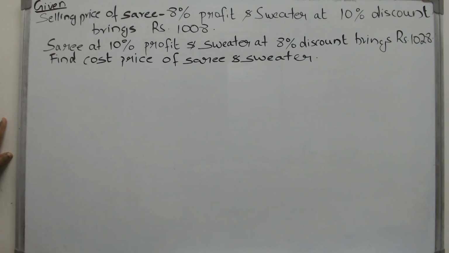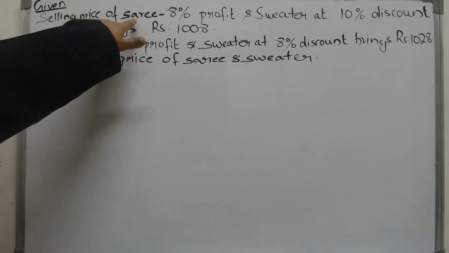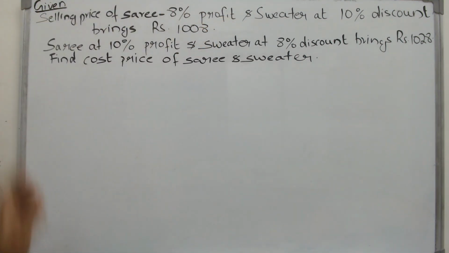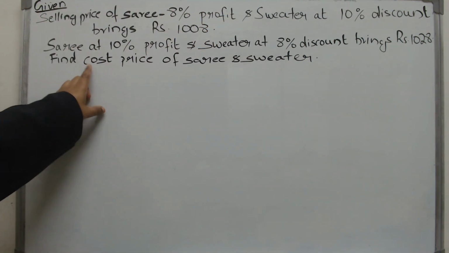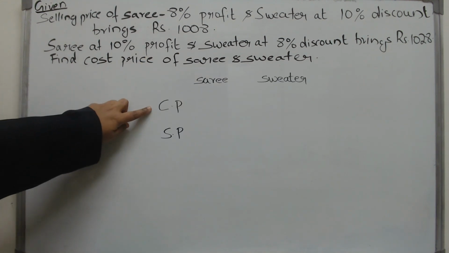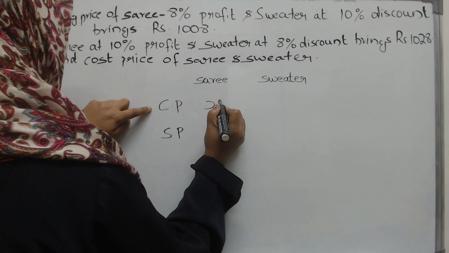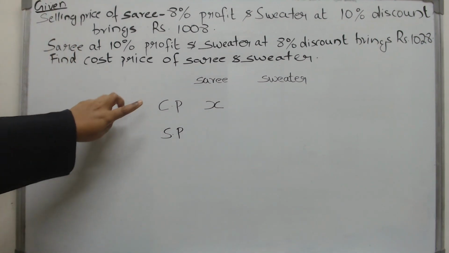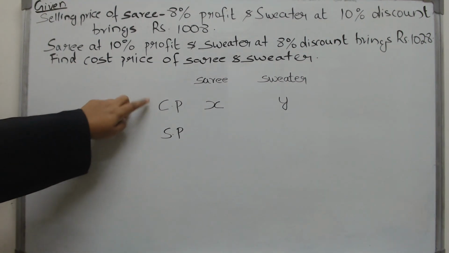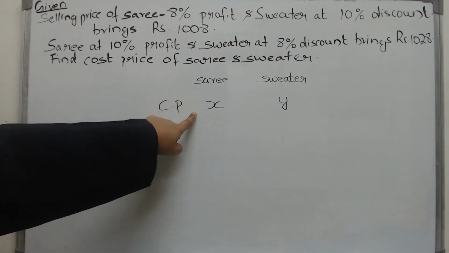Here we have a question which requires linear equation in two variables. We have a shopkeeper who is selling a saree and a sweater. Now we need to find out the cost price of these two items. Let the cost price of the saree be X rupees and let the cost price of the sweater be Y rupees.